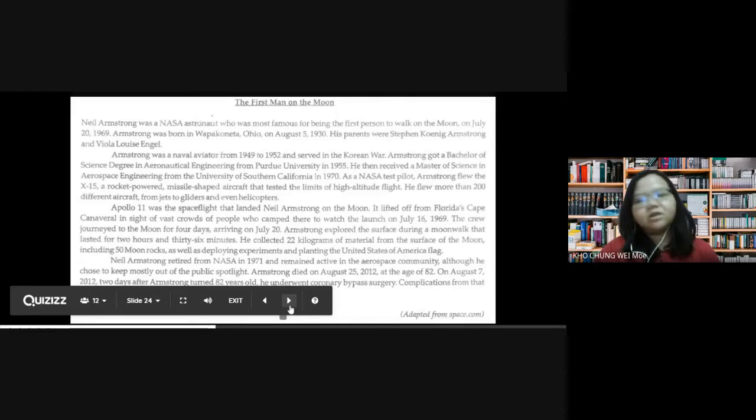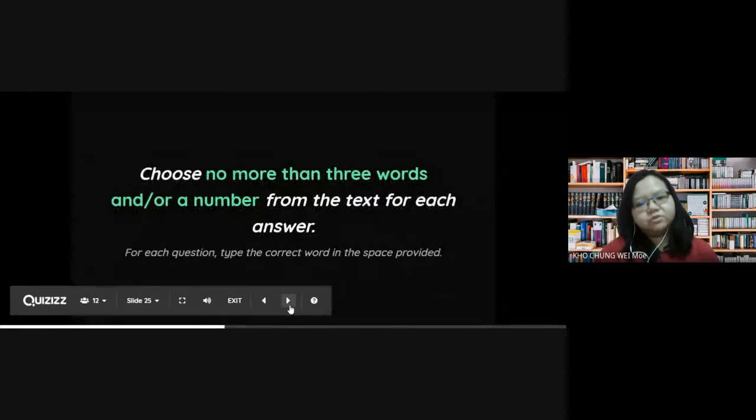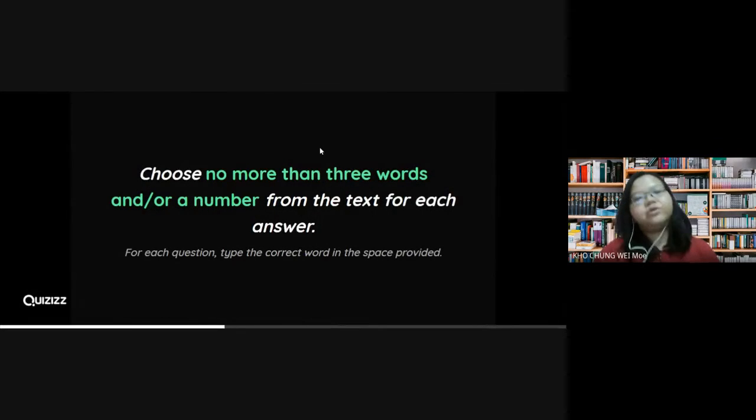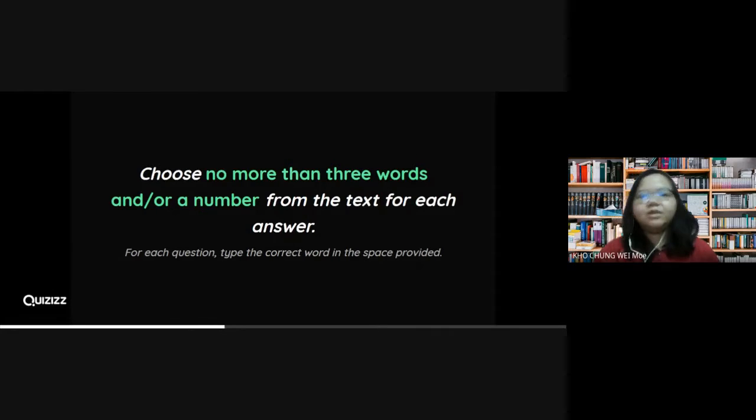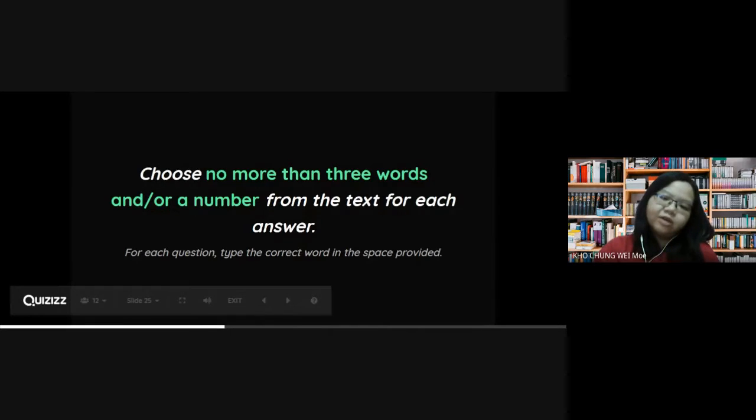Okay, so let's move on to the question. So what you need to do is choose no more than 3 words. This is very important. You cannot use more than 3 words. So it means that you can use 1 word, 2, or 3, maximum 3. No more than 3 words and or a number from the text for each answer.